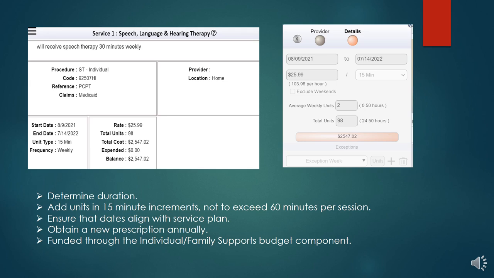Ensure that the dates for the service align with the service plan. For example, if a prescription is written for 6 months of therapy, the service should not be entered beyond this parameter. New prescriptions are required annually. Therapy services are only funded through the individual family supports budget component.